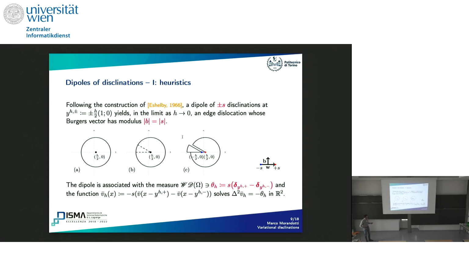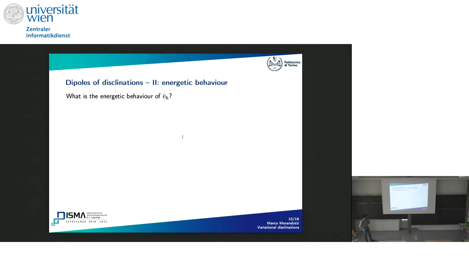And since the problem is linear, we can use the superposition principle, and we take the V bar given by these translates of the original one, and this is a solution to the biharmonic equation with datum theta h, right? As I write here. So now the important thing is, how does the energy of this V h bar rescale in terms of h?